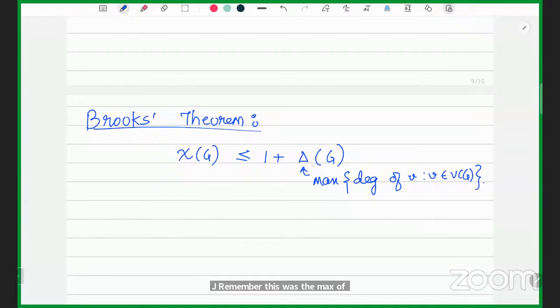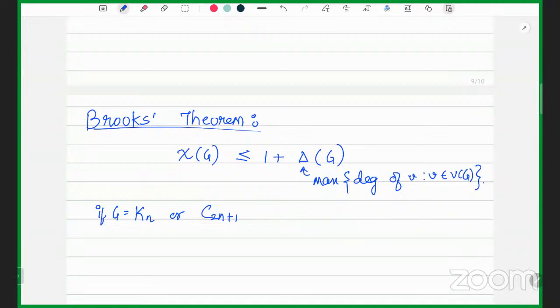And we saw that if the graph happens to be Kn or an odd cycle, Cn denotes a cycle of length n, C2n plus 1 just means it's an odd cycle. So if I have G to be Kn, the max degree for any vertex is n minus 1.